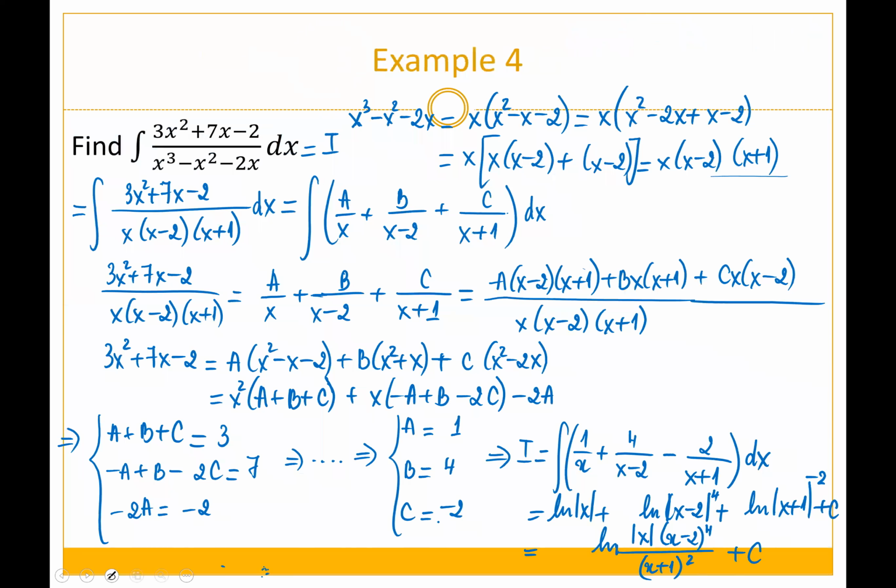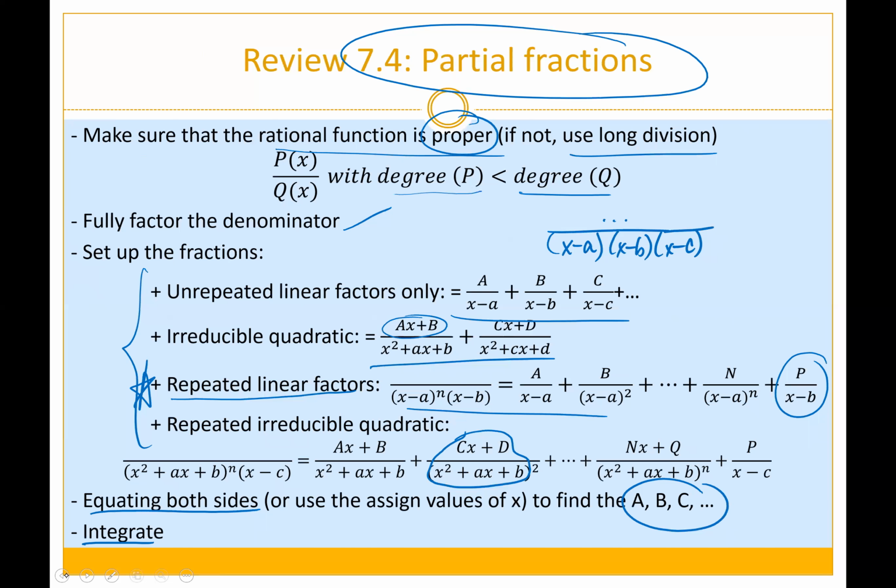Let's come back to 7.4. If you look at it here, when we have a repeated irreducible quadratic, it's going to go until the nth power. So you have ax plus b divided by x squared plus ax plus b, and the next fraction is going to be cx plus d over x squared plus ax plus b squared. The denominator is kept there. The numerator is in the same form, so it's still a linear polynomial, but in the denominator it's going to be the square.